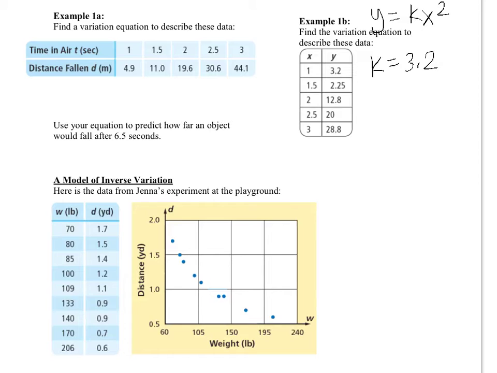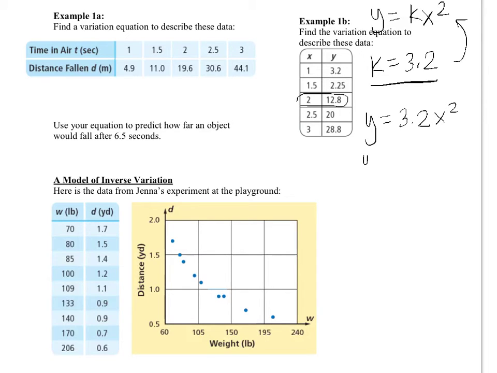Oh, okay, I'm going to continue on. I said k equals 3.2. I'm going to plug back into my direct variation equation, and I'm going to say y equals 3.2x squared. So now I'm going to test it with another one of my coordinates to see if it works, and I'll do 2 and 12.8.